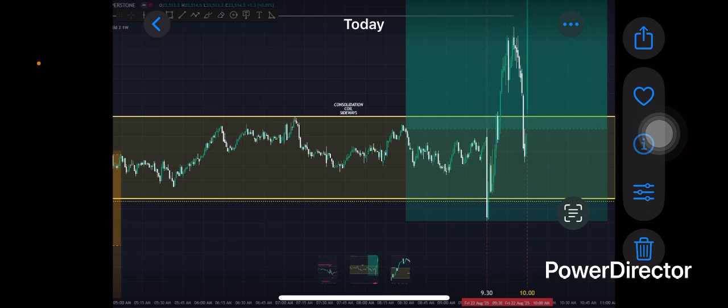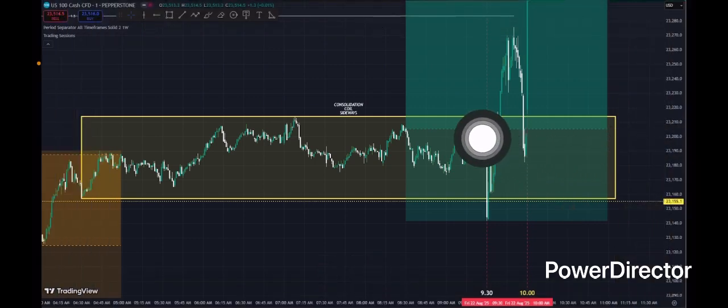So if you pay attention here, we can see this is our 930 candle. We spike to the downside, we take out the lows of this consolidation, all right? But immediately we come back inside of the range, trade up, and break out of the other side. So this is a perfect example of a fake out, okay? And this is a very common occurrence on these indexes.